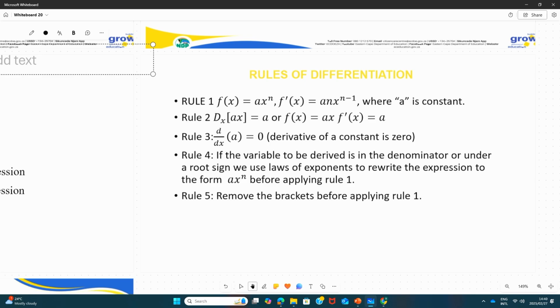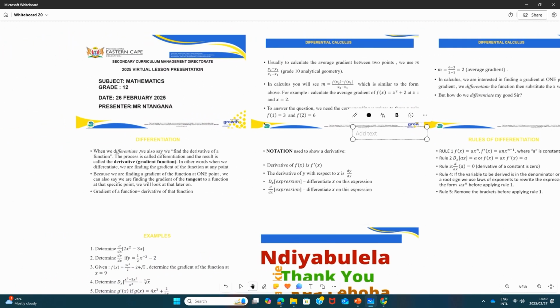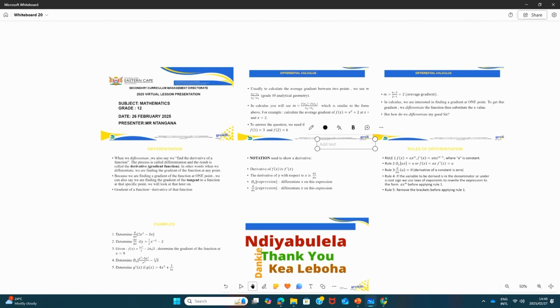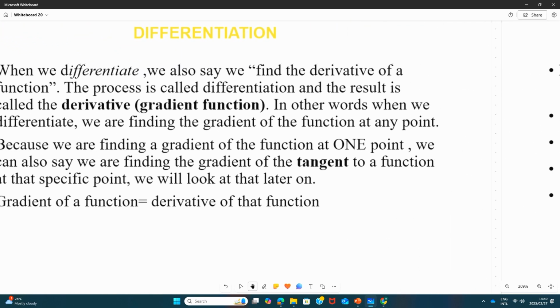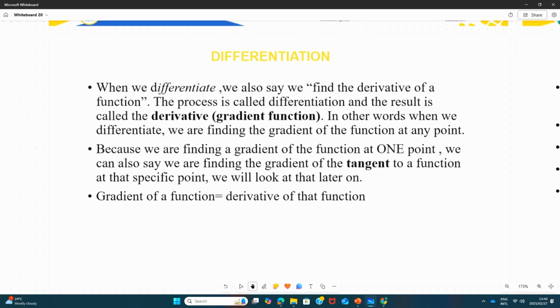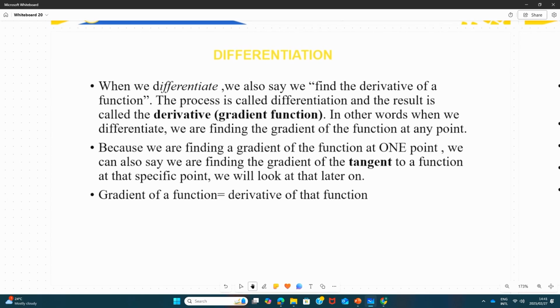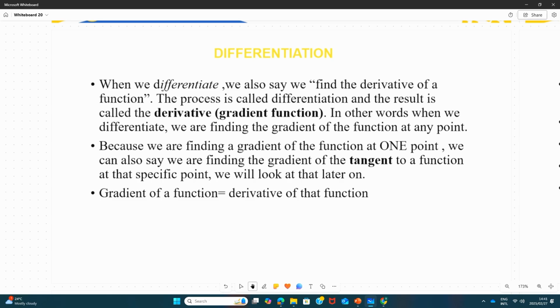Then let's look at the differentiation itself. What do I mean by differentiation? When we are differentiating a function, we are finding the derivative of that function. So whenever you are differentiating, know that the answer is called the derivative, and that process is called differentiation. These are just the keywords that we are going to use in calculus.